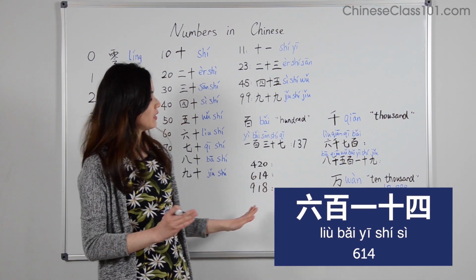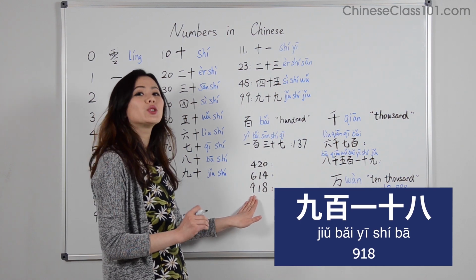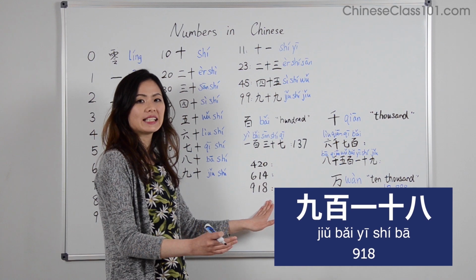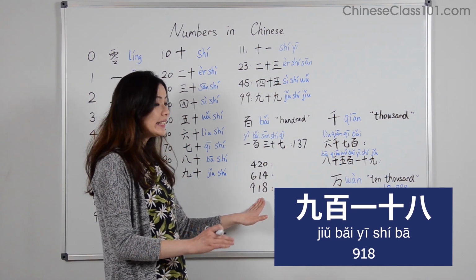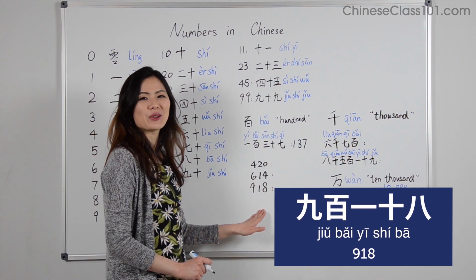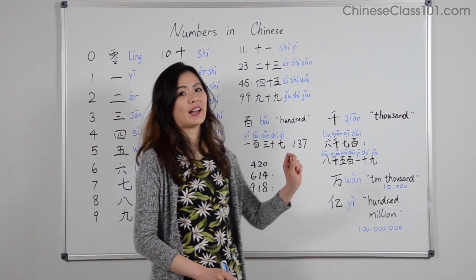Same way with this number, it is 900, and 918, not 十八 but 一十八. 918. Okay, ready to go higher?